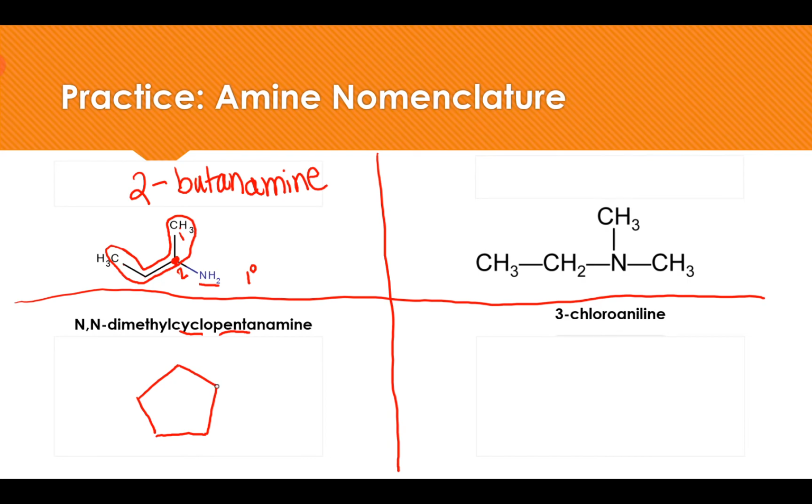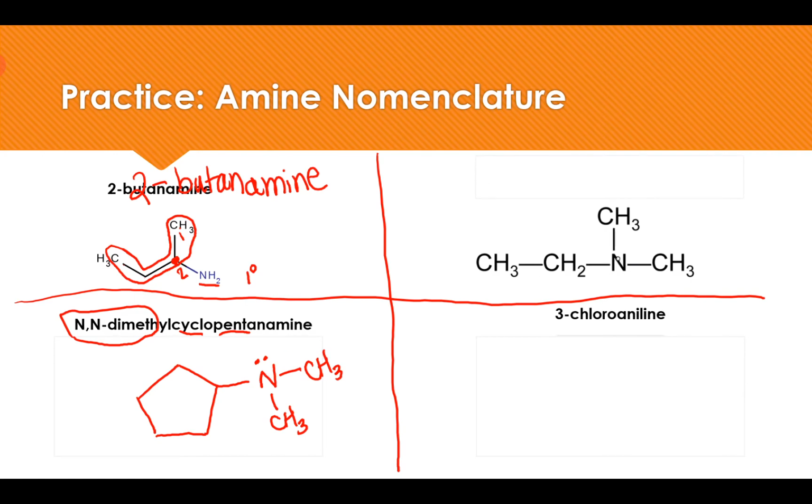Where is my amine group? The amine is not part of the ring. We are given 2 methyl groups off of the nitrogen. And so there's a methyl group here and a methyl group here. And so this is not part of the ring. The parent chain is cyclopentane, and that is attached to the nitrogen.